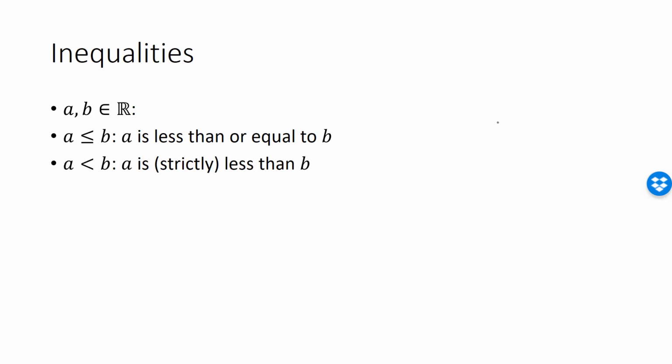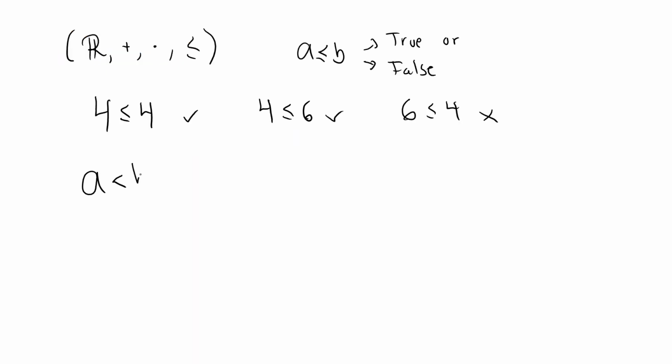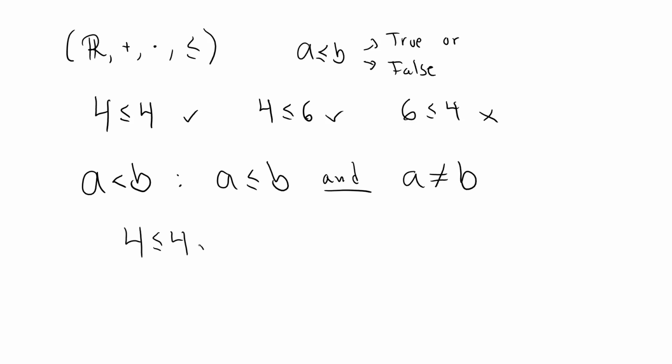We begin with less than. By a less than b, or a is strictly less than b, which means the same thing, we mean that a is less than or equal to b and a is not equal to b. So while 4 less than or equal to 4 is true, 4 less than 4 is false.